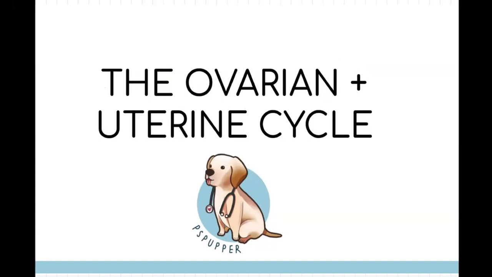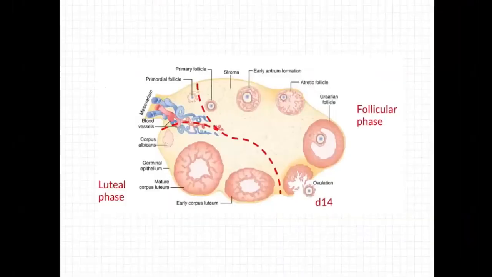So this is just going to be a quick video, just going over the ovarian and uterine cycle, to give you guys an overview of basically what's happening and what it's all about. So we're going to start off with the ovarian cycle. This is what you can see in the diagram below.